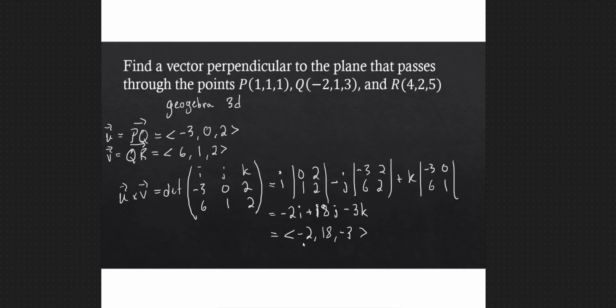And so here we have now a vector that is perpendicular to the plane containing these 3 points. Let's just check our math real quick. I'm going to go back to GeoGebra and just verify that that cross product really does look like this, -2i, 18j, -3k. So it should be pointing back 2, down 3, and to the right 18, if I have it set up that way.